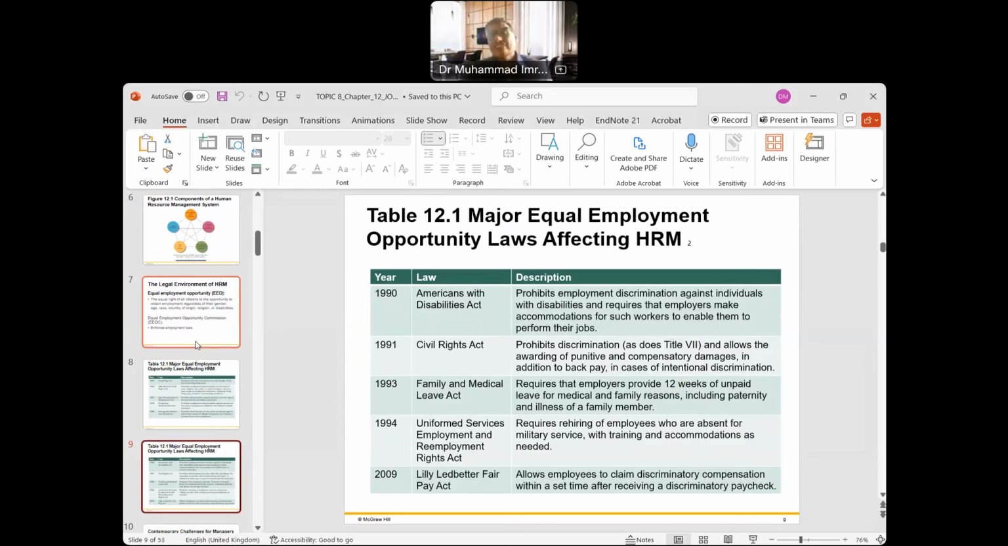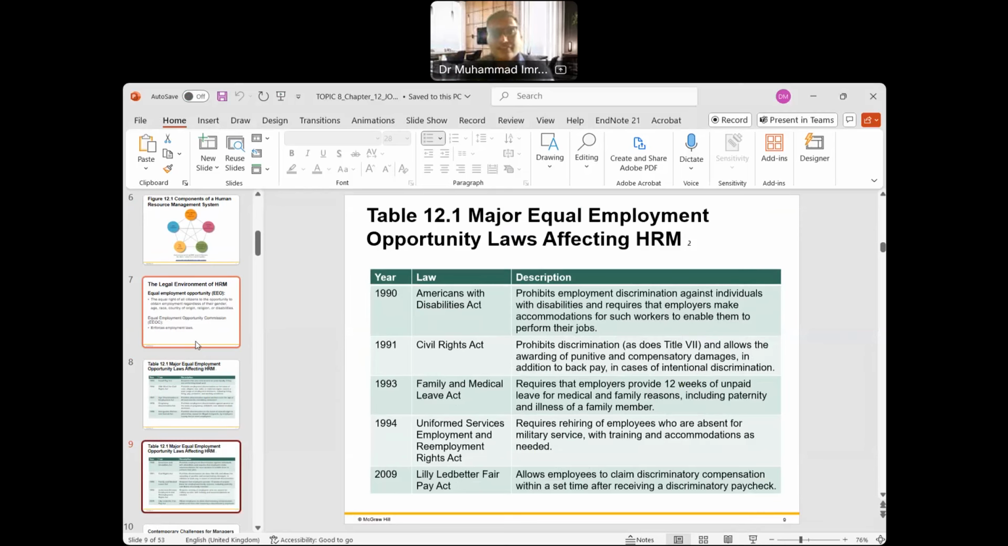Okay, so in 1991 they introduced another act which is called the Civil Rights Act, which prohibits discrimination. Title 7 also allows the awarding of punitive and compensatory damages, yes, in addition to back pay. In case of any damage from the firms, yes, they have to oblige them. They have to compensate them.